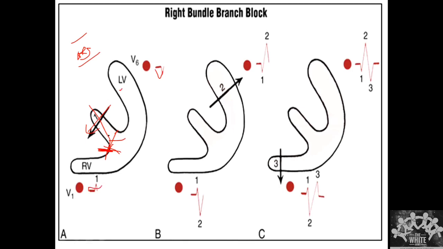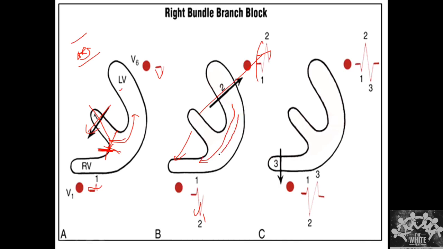Following that, you're going to go only via the left bundle. We don't have the right bundle, so this is going to be the direction. If this is the direction, you get a positive wave in this lead and a negative wave in this lead. Following that, you have to activate the RV via only one mechanism, that is through the muscle.